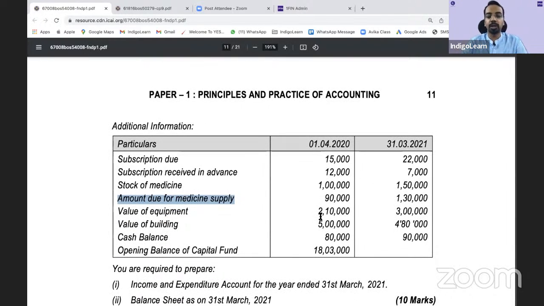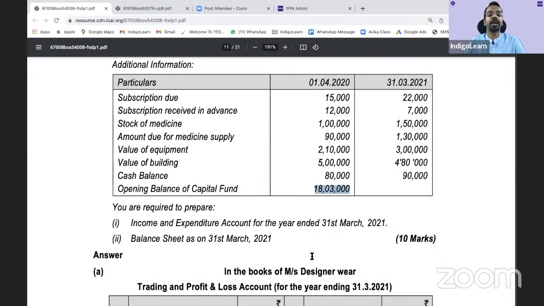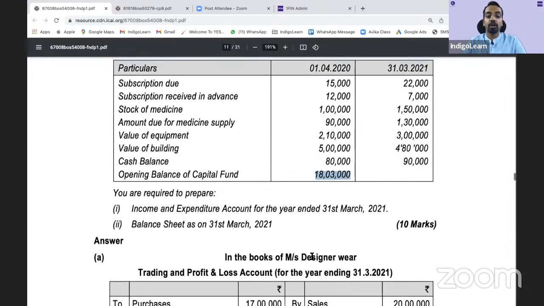Value of equipment 210 to 300, and there is a purchase as well. Value of building 5 lakhs to 4 lakh 80,000, which means 20,000 of depreciation unless there is an addition. Cash balance is given, and to save time, they have also given the opening balance of capital fund. You are required to prepare the income and expenditure account for the year ended 31st March 21 and the balance sheet as on 31st March 21.